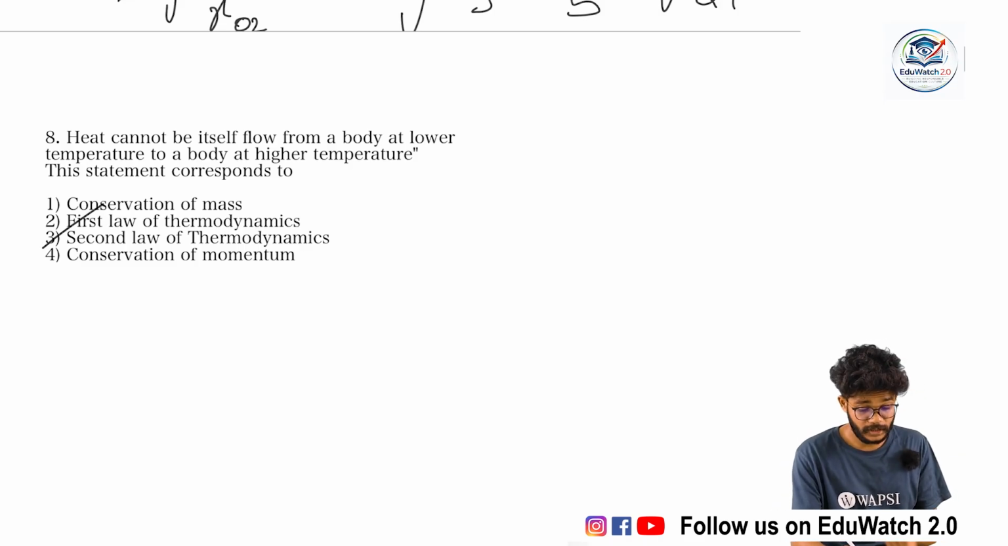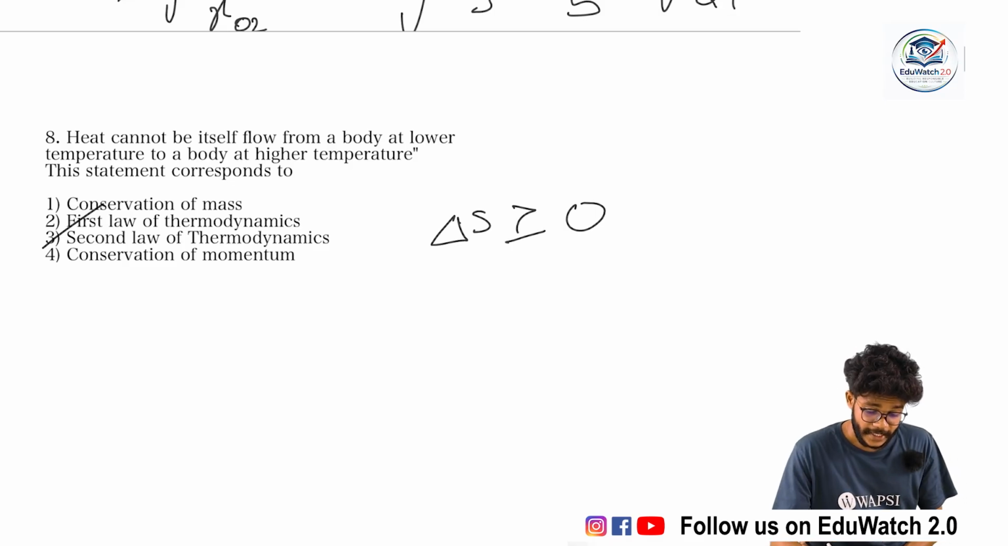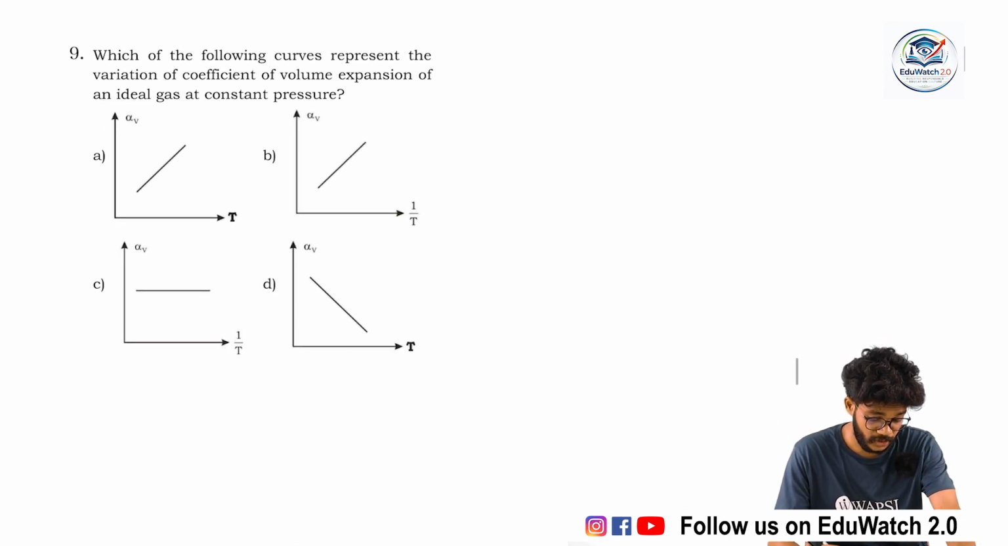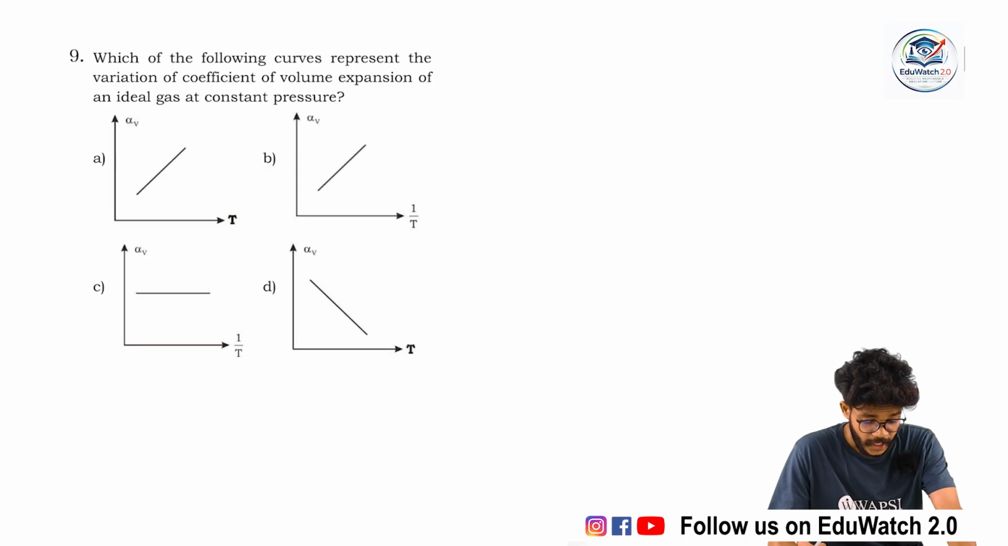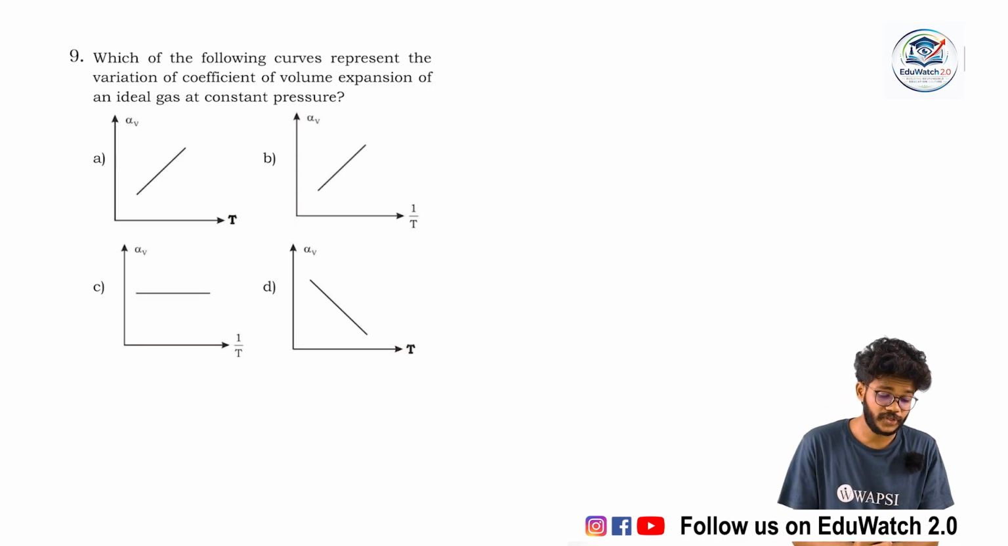Option B, option C, delta S is greater than or equal to 0. And delta S is the change in entropy. And we can move to the ninth question. Which of the following curves represents the variation of the coefficient of volume expansion alpha V?